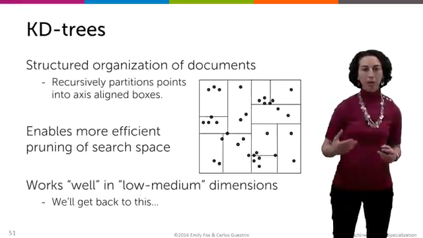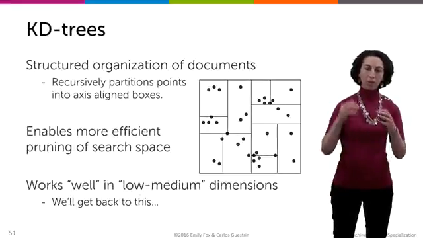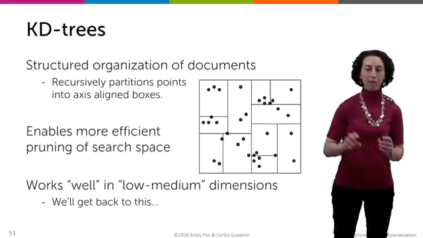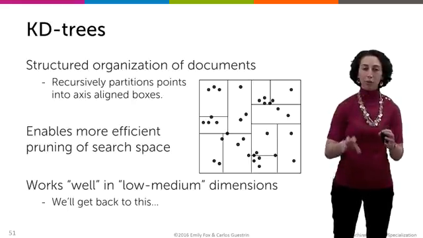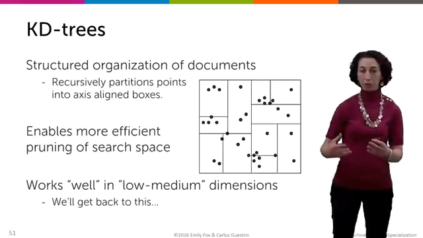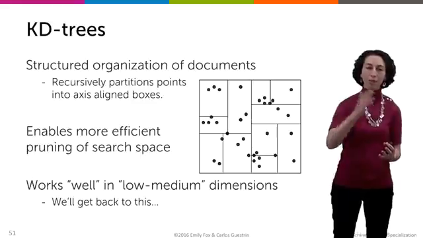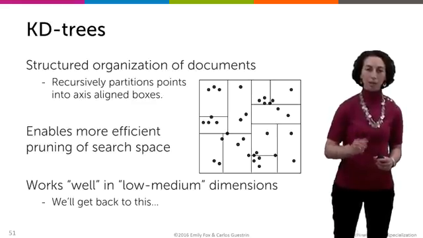In particular, KD trees provide an organization of our documents in terms of this partitioning of our space. We're going to be making these axis-aligned cuts and maintaining lists of points that fall into each one of these different bins. And what this structure allows us to do, as we're going to show, is efficiently prune our search space so that we don't have to visit every single data point for every query necessarily. Sometimes we'll have to, but hopefully in many cases we won't have to.